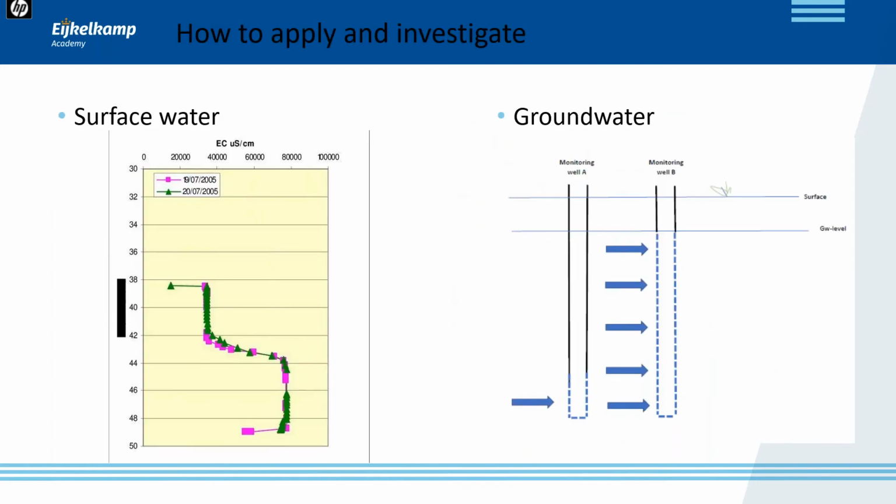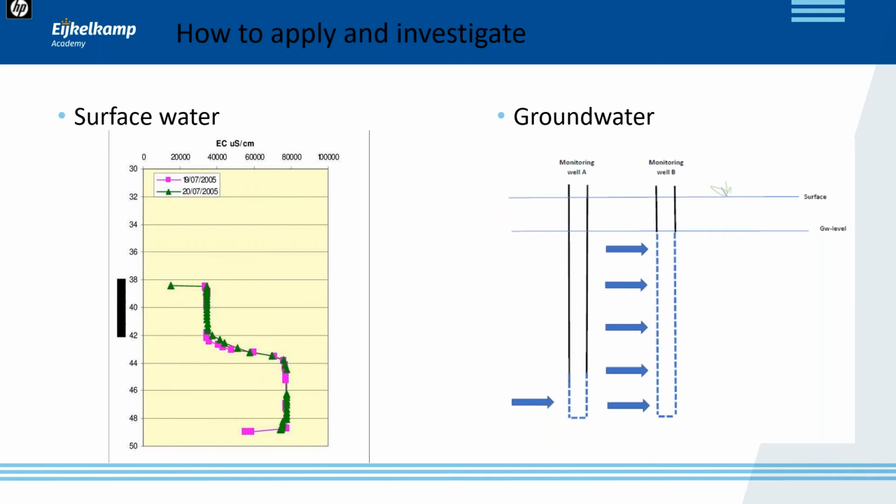Well, how to apply and investigate? As I explained, the density of water depends on the concentration of salts. It means that in water, the salt content varies in depth. A method to identify the different zones with fresh water, saline water, and brackish water can be done by profiling. Profiling is a measurement of EC together and in relation to depth.